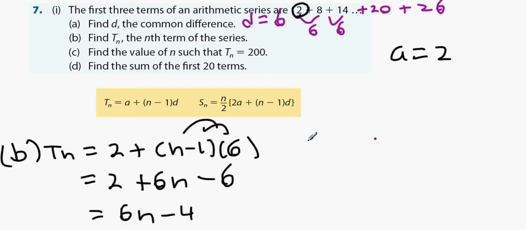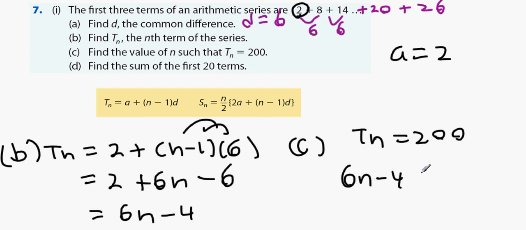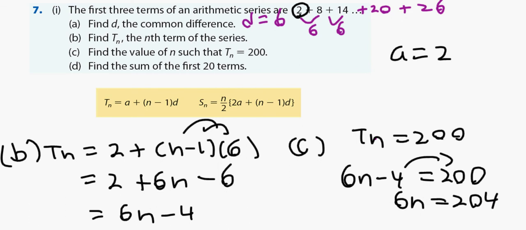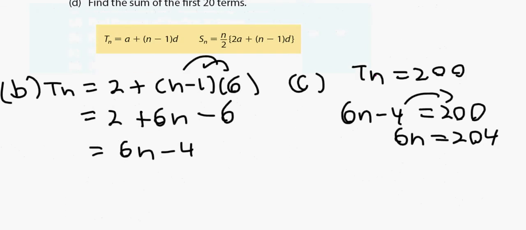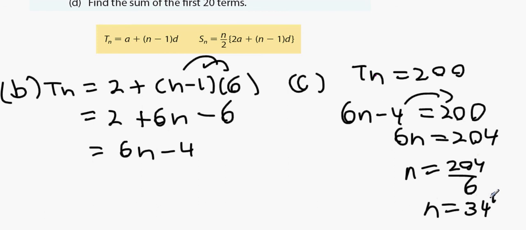Now C. Find the value of n such that Tn equals 200. So Tn equals 200, therefore 6n minus 4 equals 200. Bring the 4 over to the other side. 6n equals 204. Then all you have to do is divide 204 by 6, and it's 34. Okay, so n equals 204 divided by 6. It's the 34th term. So the 34th number gives you 200.